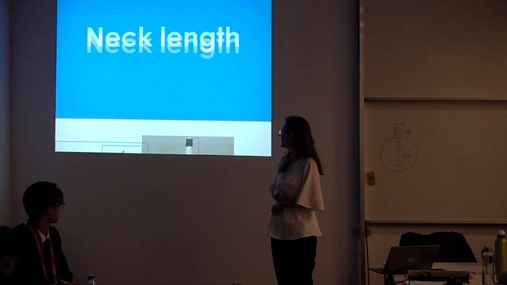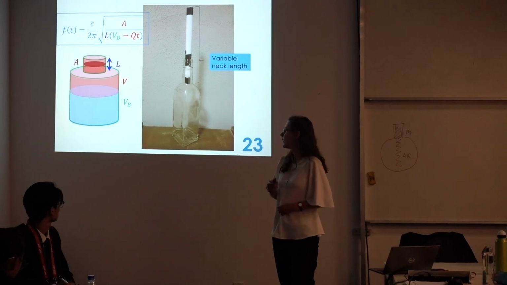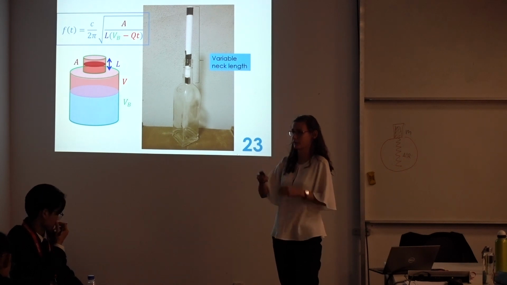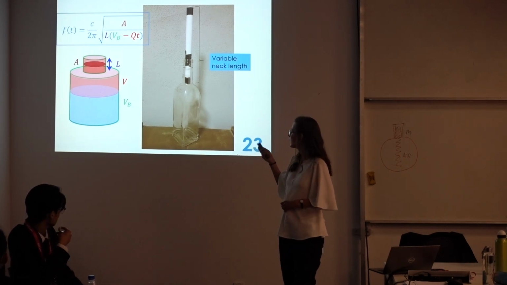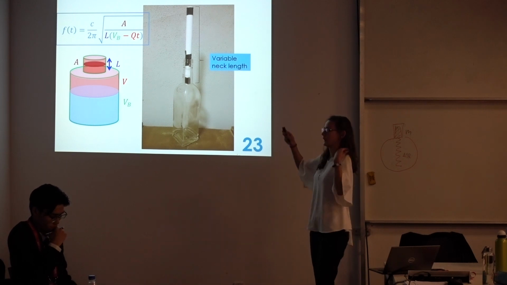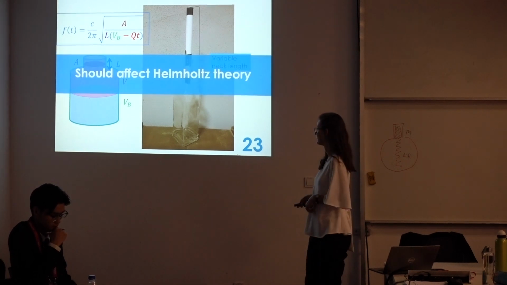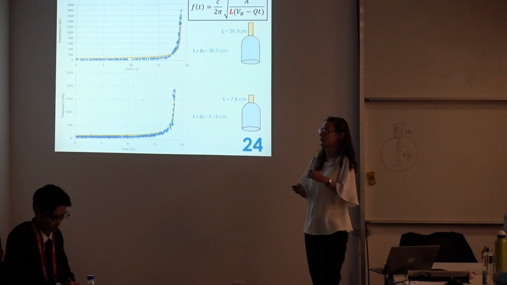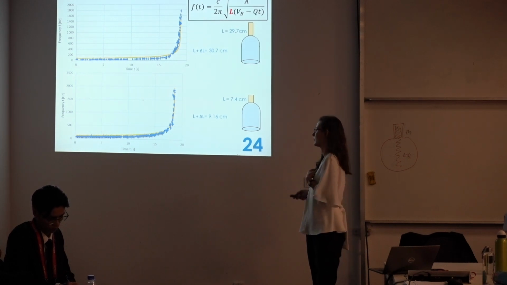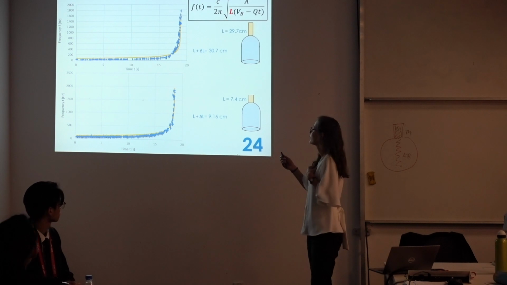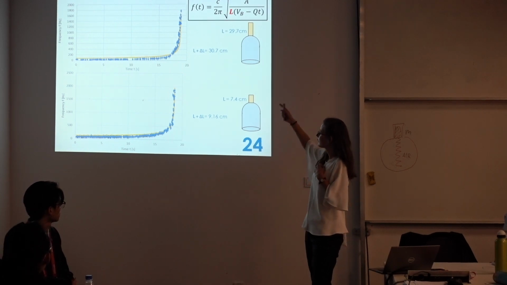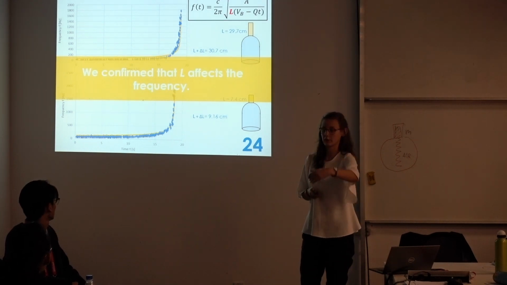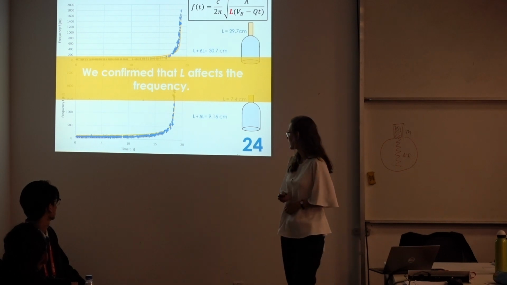The neck length is a really important parameter for the Helmholtz resonator because, as I stated, it accounts for the mass which is oscillating in the neck. So we changed the neck length by adding a variable, which should affect the Helmholtz theory. These are the two measurements that we got, and we can clearly see that both of them fit their theoretical curves quite well. So we can conclude that the phenomenon is affected by neck length.